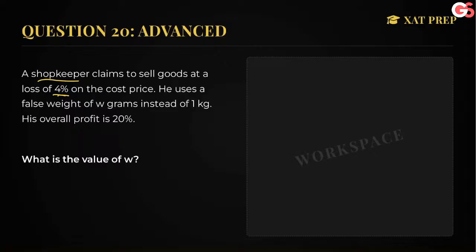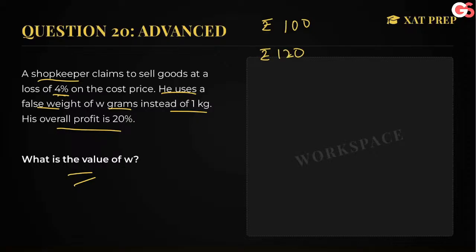He uses a false weight of W grams instead of 1 kg. His own profit is 20%. What is the value of W? तो मैं यहाँ पे काम करूंगा. सबसे पहले एक काम करते हैं. यहाँ पे अगर मान लेता हूँ कि ये 100 रुपए का सामान इसके पास था और ये बेच रहा है 120 रुपए में. दैट इज द एंड गोल.